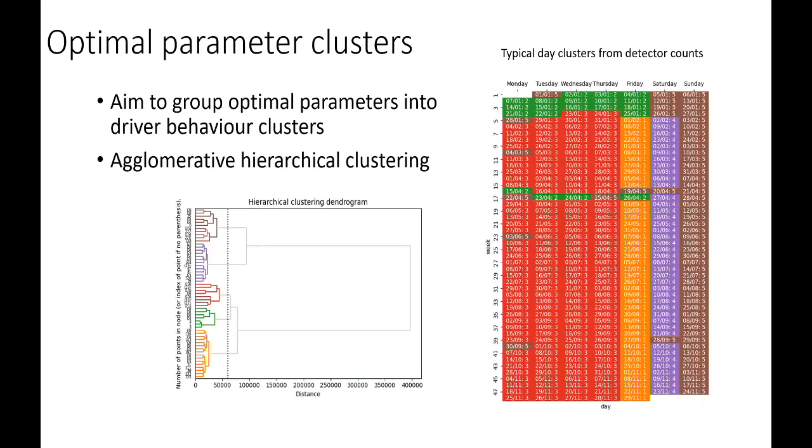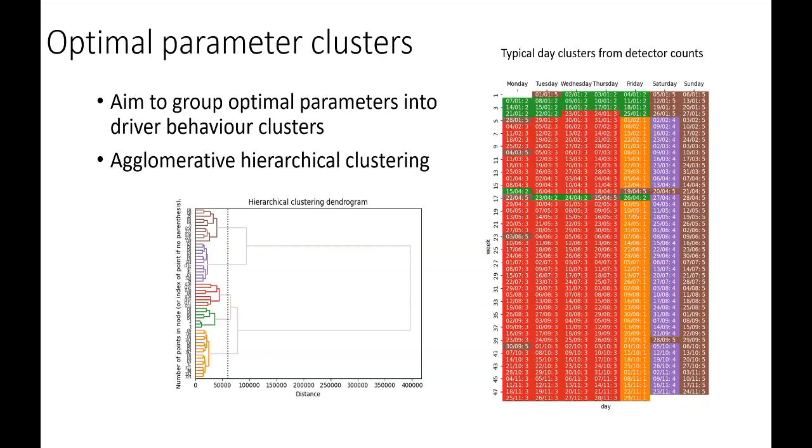So we're going to find clusters of these optimal parameters, and those are essentially going to be patterns in the driver behaviour, right? So we're going to use hierarchical clustering. This is where you start with every single data point being a separate point, and then you group them together once below some threshold, right? And this is an example of what you would get in this case, right? This is clusters of the typical days that we've generated. So basically, weekdays, Fridays, Saturdays, Sundays separate, and then there's a holiday period as well, right?